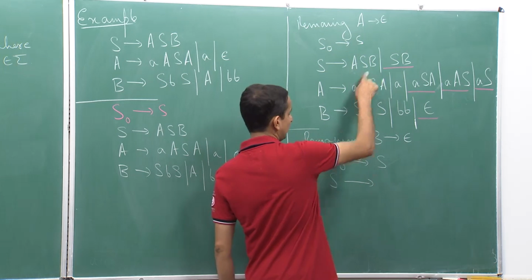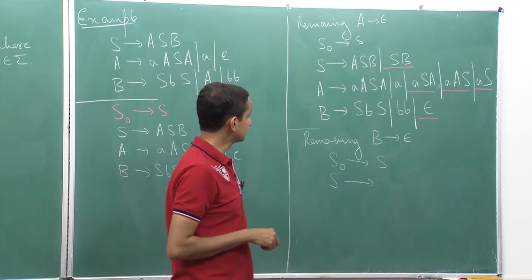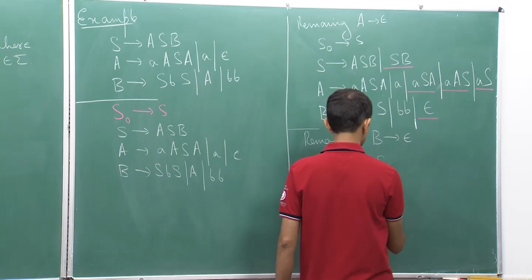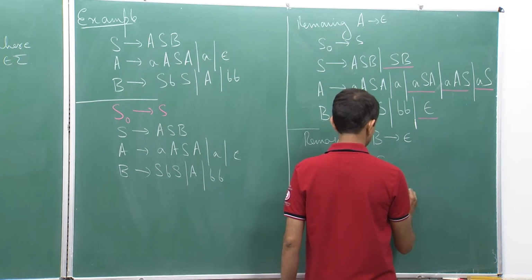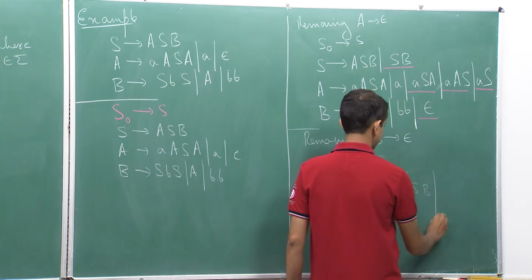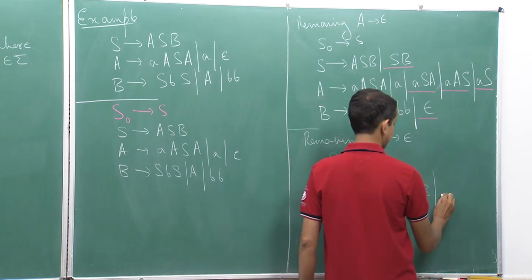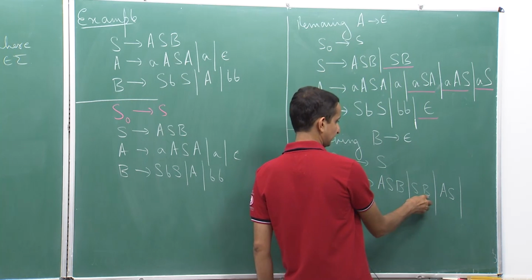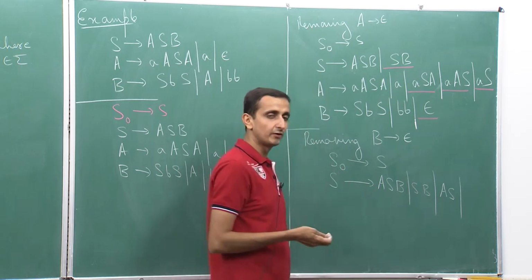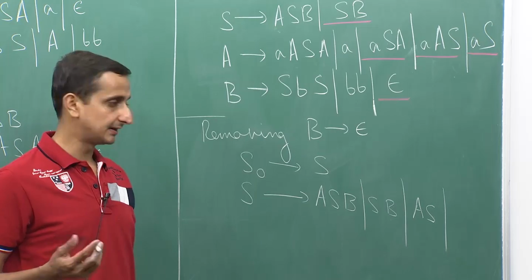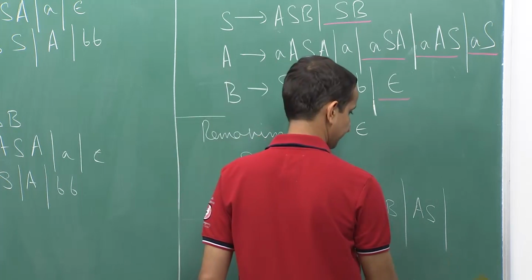So, I have a rule A S B where B occurs on the right hand side. So, I will have S going to ASB followed by SB. I remove this occurrence, I get AS, and also I remove this occurrence. So, I get just S going to S, which is redundant. S going to S does not make any sense, so we do not care about it. So, that is all.